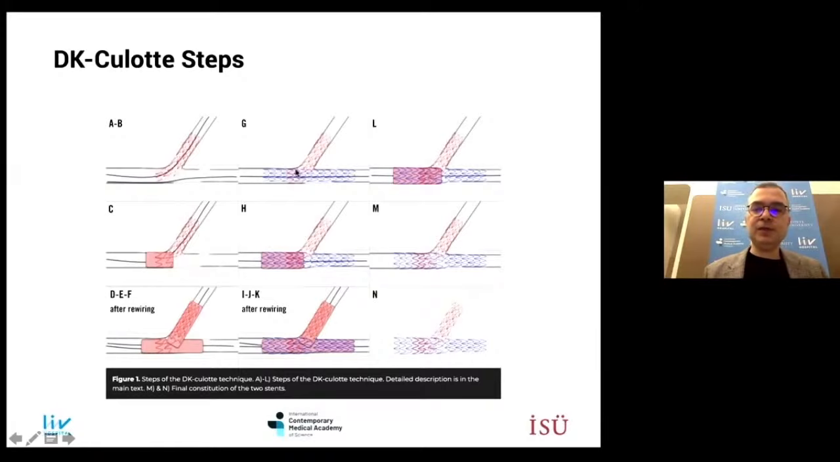After that, you insert your main vessel stent and you implant it to the main vessel. Then you make a POT again to optimize the proximal part. And after that, you rewire the side branch and the main vessel and make a second kissing balloon. And you finish the case with a POT again. So this is the DK culotte.